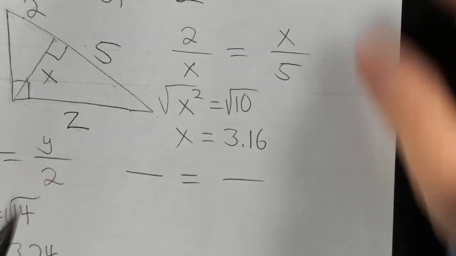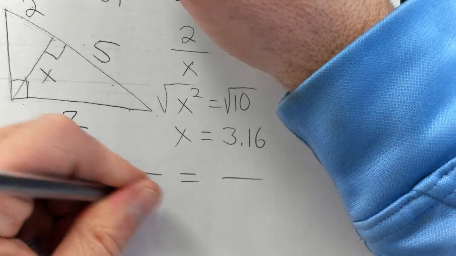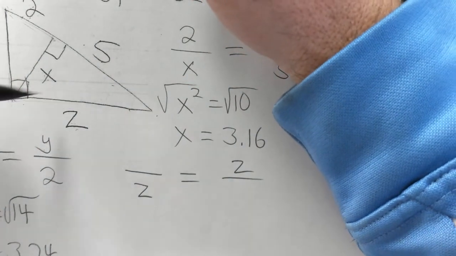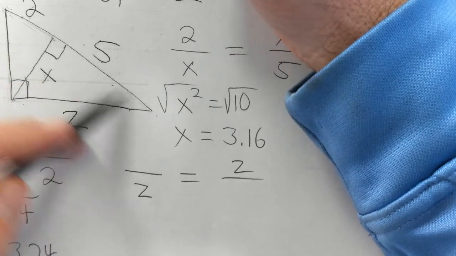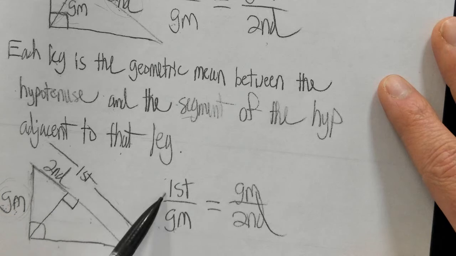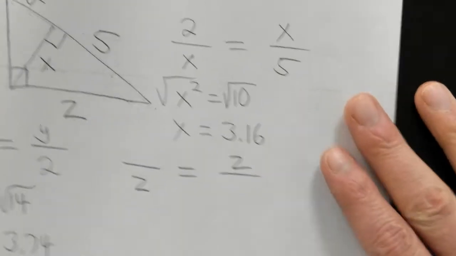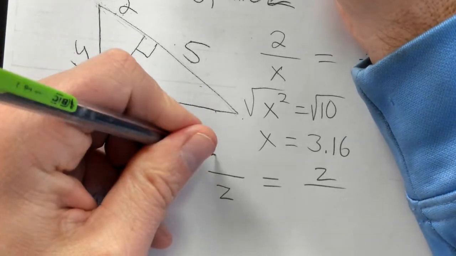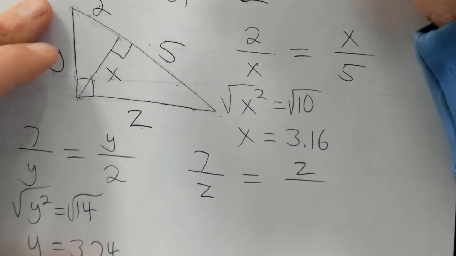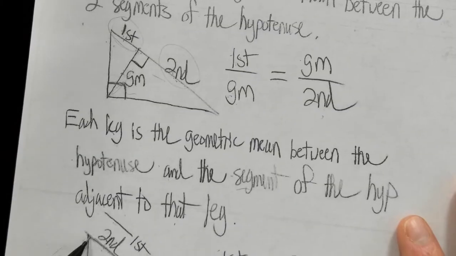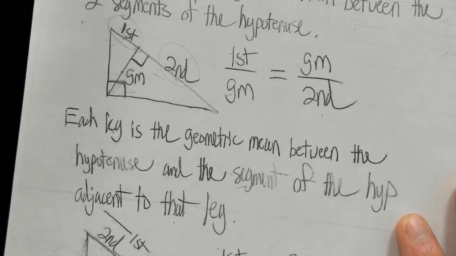What's the leg this time? It's z. Z here, z here. Now remember, the leg is the geometric mean between the entire hypotenuse and the piece connected to it. So the first number, once again, is the entire hypotenuse. How do I get it? I must add 2 plus 5 to get the full hypotenuse, which once again is 7. Now, here's where it differs from the last one. The second number is the piece of the hypotenuse connected to that leg.